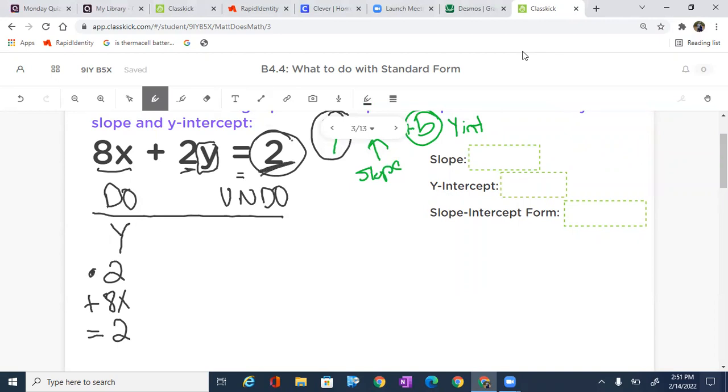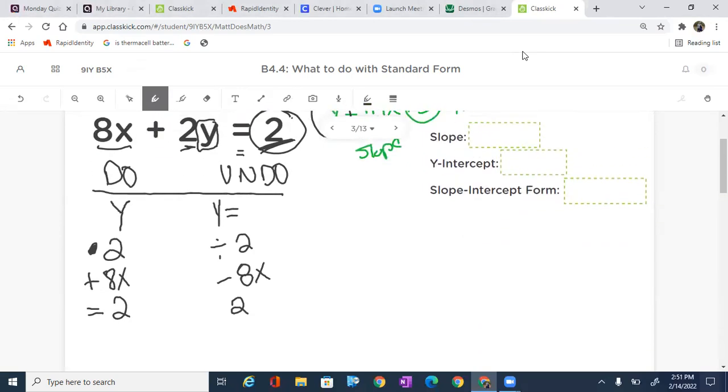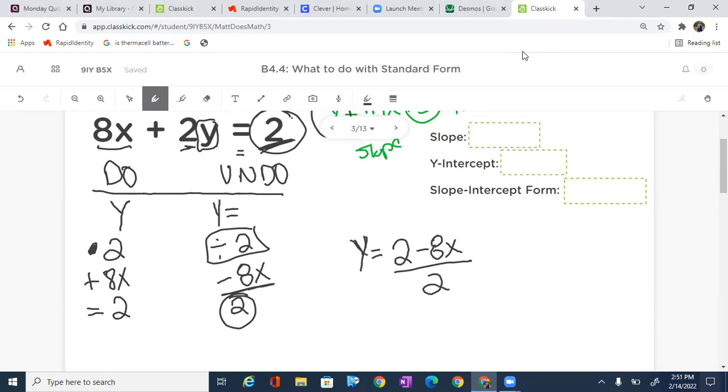Now, what if we undo those steps? We start with 2, and let's undo those steps. Instead of adding 8x, we're going to be subtracting 8x. Instead of multiplying by 2, we're going to be dividing by 2. And that should get us to what y is equal to. So we've undone all those operations. Let's write that out. y equals 2. We start with 2, we subtract the 8x, and then we divide everything by 2. And that will tell us what y is equal to.